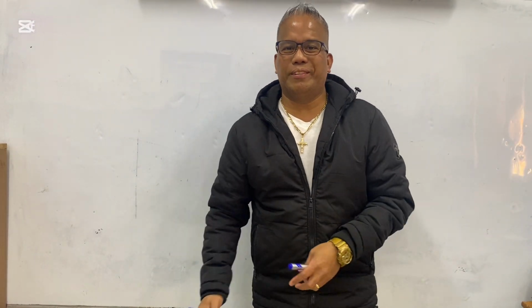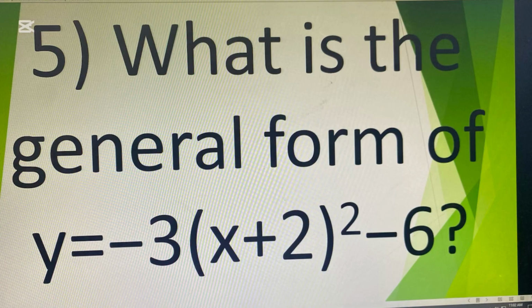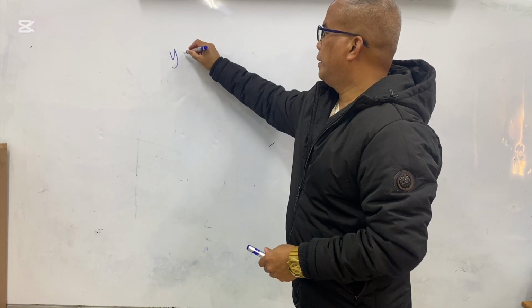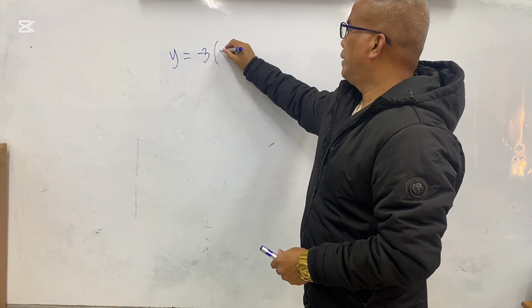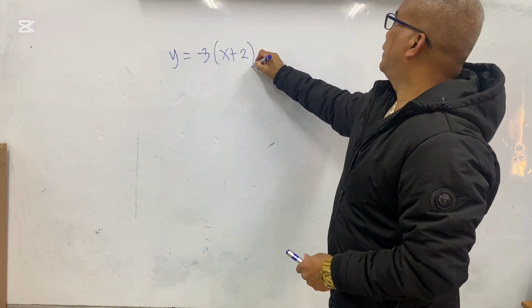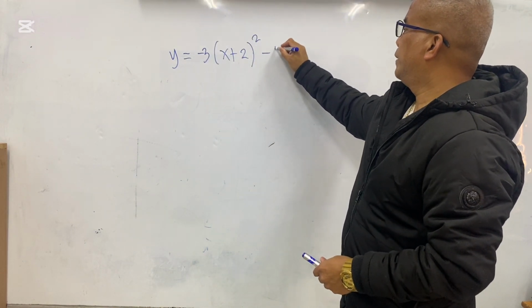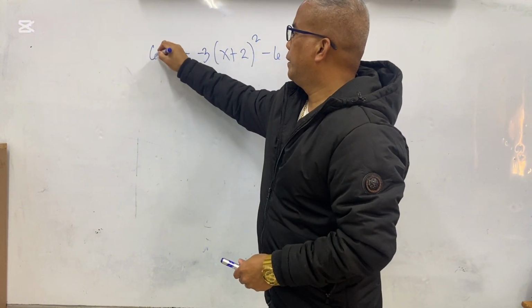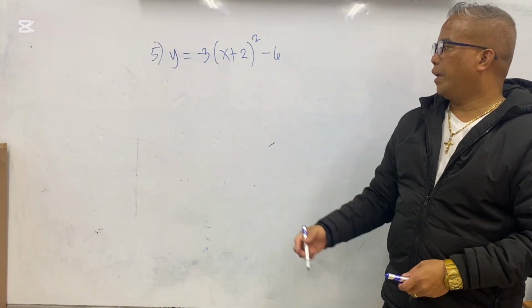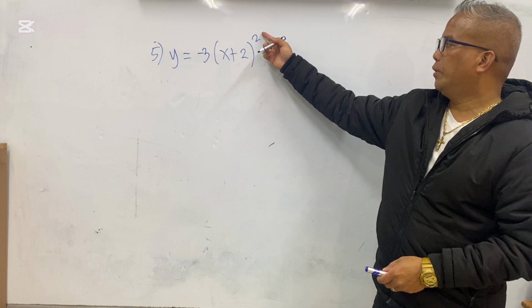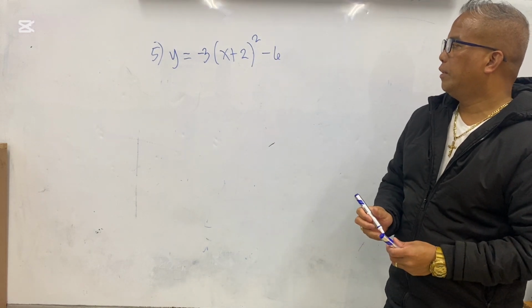Question number 5. What is the general form of y equals negative 3 times (x plus 2) raised to the second power minus 6?